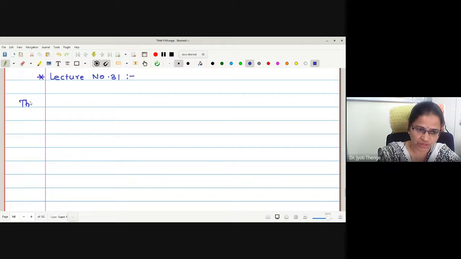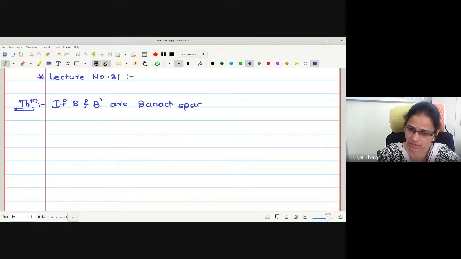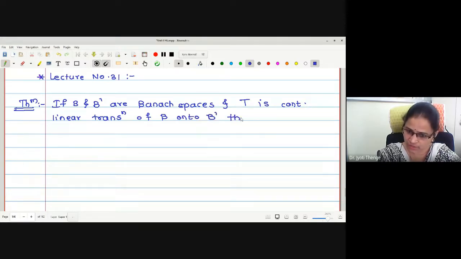Let me write the statement of this open mapping theorem. If B and B dash are Banach spaces and P is a continuous linear transformation of B onto B dash, then prove that P is an open mapping.